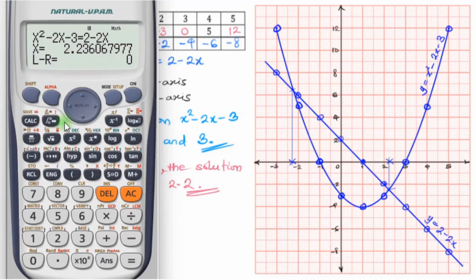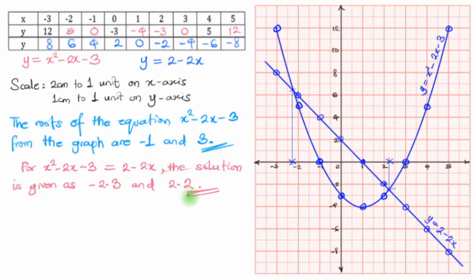Okay, but if you also want to solve for the other value, I can again do shift calc. But now I want to use a negative number, so I say minus 4 should be the initial starting point of the iteration, and then look at this, it's giving me minus 2.236. So having minus 2.3 and 2.2 is quite on track. There is a margin for error that will be allowed in the exam, and this is showing that our solution is on track.